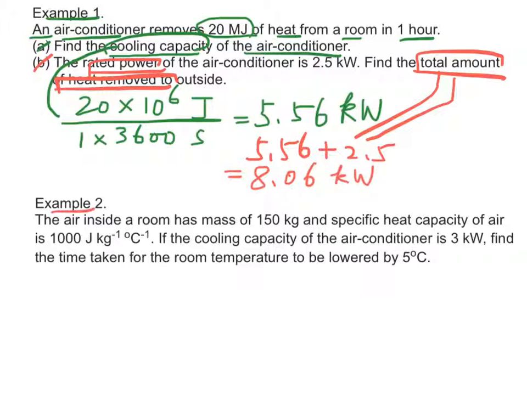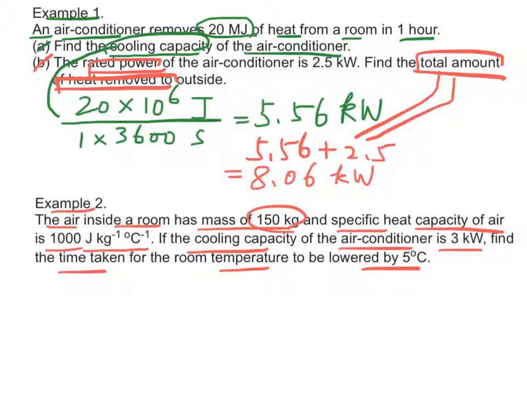Example 2. The air inside a room has a mass of 150 kg and the specific heat capacity of air is 1000 Joule per kg per degree Celsius. If the cooling capacity of the air conditioner is 3 kW, find the time taken for the room temperature to be lowered by 5 degrees Celsius.